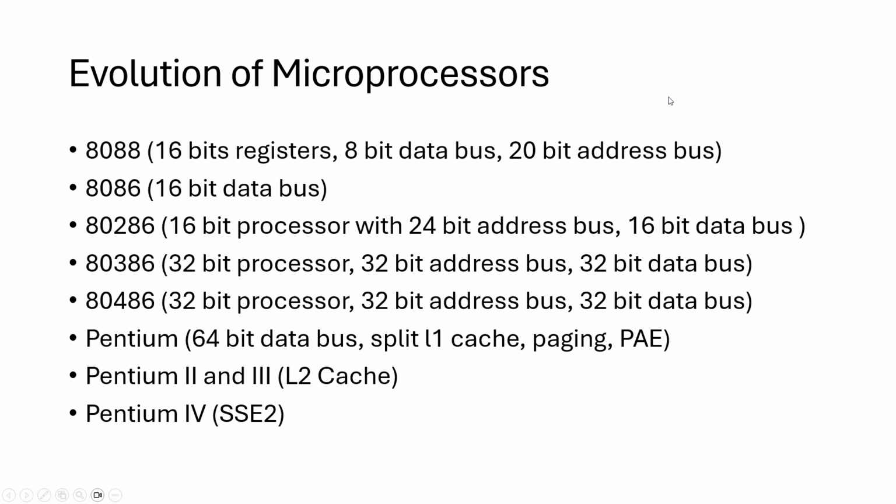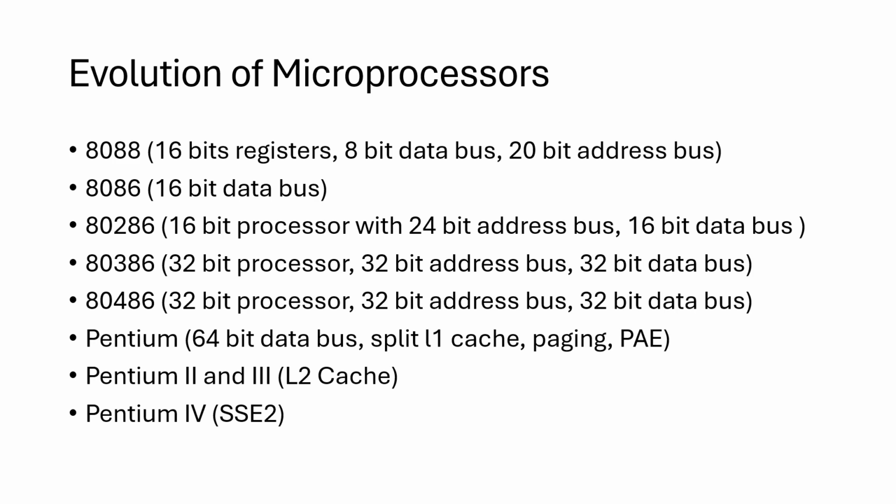This 1 million bytes is dependent upon the 20-bit address bus size. If you just calculate 2 raised to the power of 20, it comes to 1 million bytes, which is approximately 1 megabyte. Although the registers can process 2 bytes at a time, since it is a 16-bit register, the data bus, which is the 8-bit data bus, can only transfer 1 byte at a time.